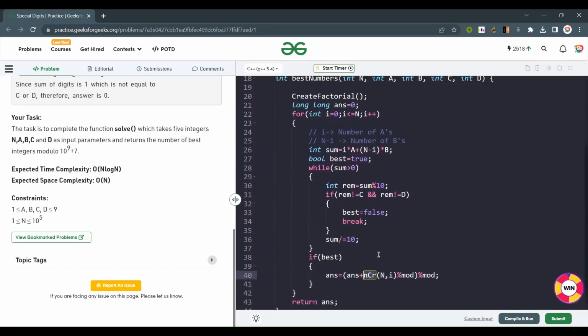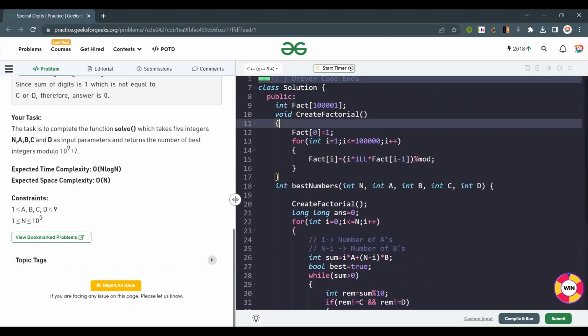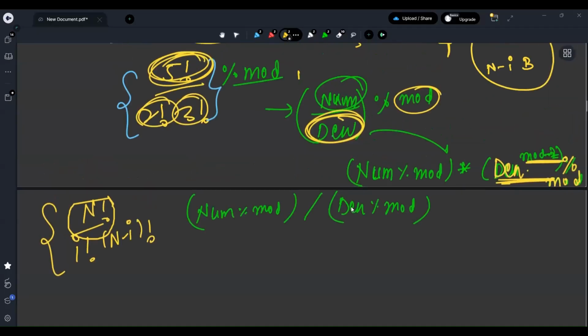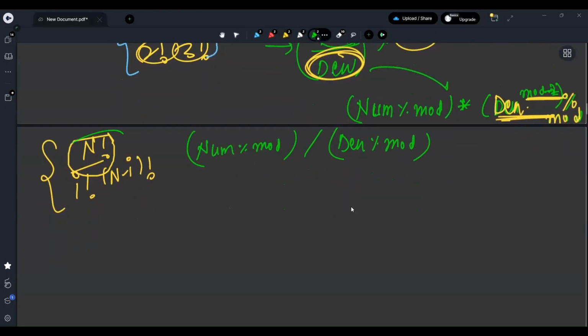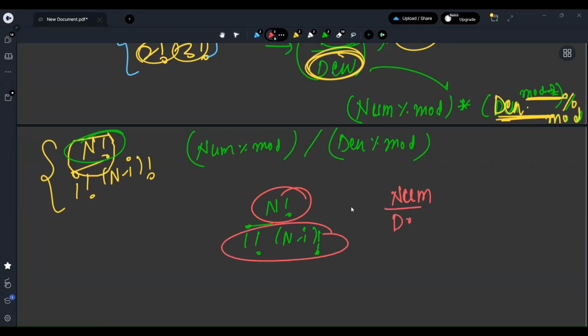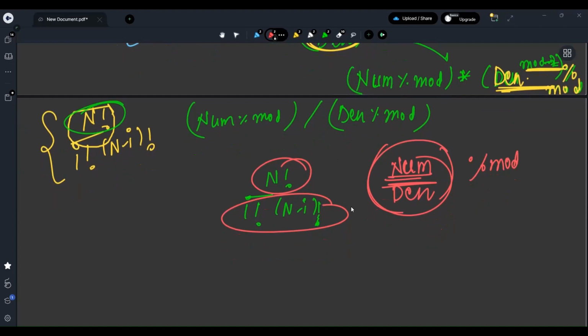Now what is the nCr function? The nCr function is numerator factorial upon denominator factorial. Let's say I have n factorial as the numerator, and i factorial and n minus i factorial as the denominator. If I do modulo mod, I can't do it like numerator modulo mod divided by denominator modulo mod, as I already said. I will say numerator modulo mod into denominator to the power mod minus 2, modulo mod.